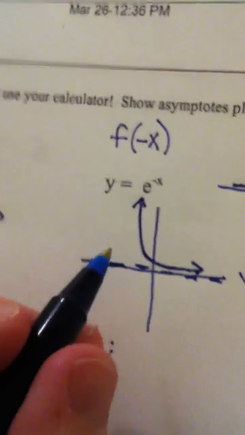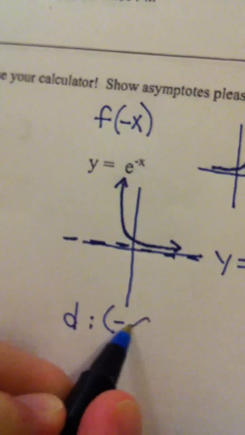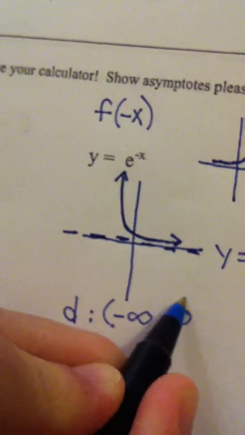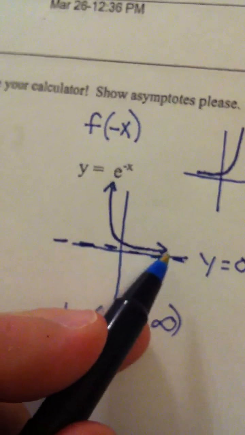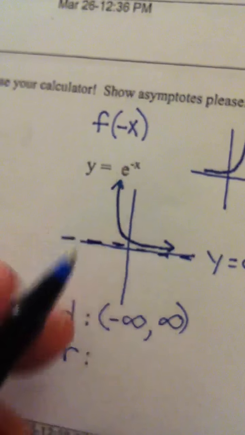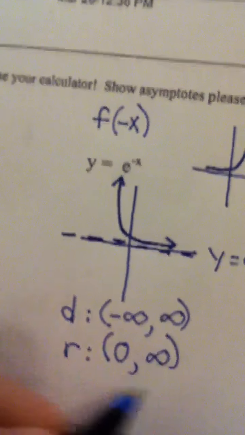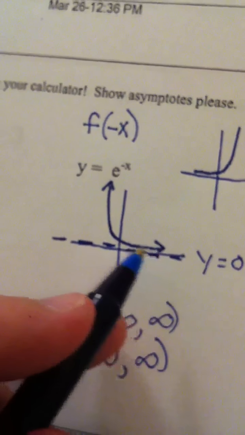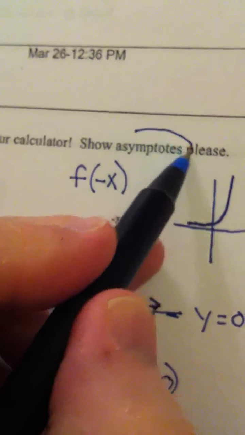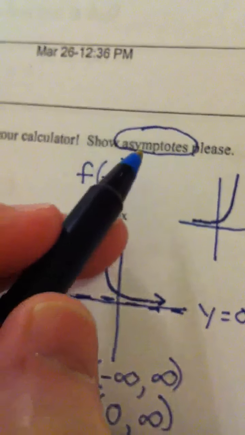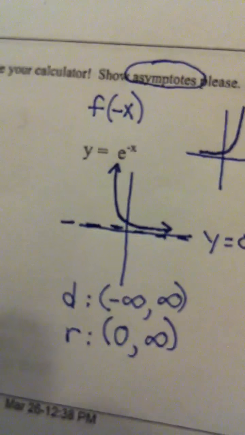The domain here, if we scan from left to right, we'd be going from negative to positive infinity, so all reals. And the range here again would be going from 0 to infinity, but of course not including 0, since our graph doesn't touch the line y equals 0, it's asymptotic to it. Okay, please show asymptotes. We did, and in this case those asymptotes are affecting the range.